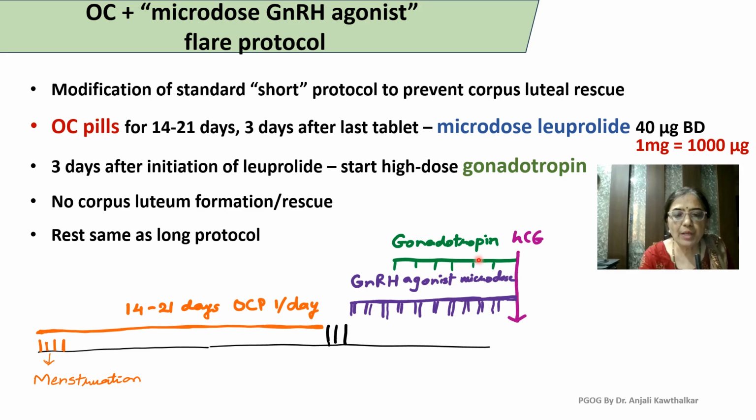And both are given in the same manner until the criteria are fulfilled: the largest follicles, at least 2 follicles, 16 to 18 millimeters, and estradiol in the range of 1000 to 4000 picogram per ml when the HCG trigger is given. Here, the corpus luteum formation is prevented by use of OC pills, and that is why this rescue does not occur, and that is why there is no rise in progesterone or androgen, and that is the reason why the pregnancy rate is comparable to long protocol, though the overall cost is less. Here we are using drugs for a shorter duration and with a lower dose also.